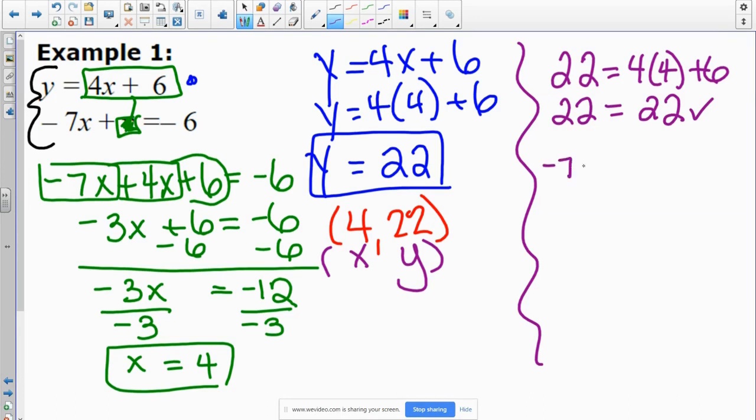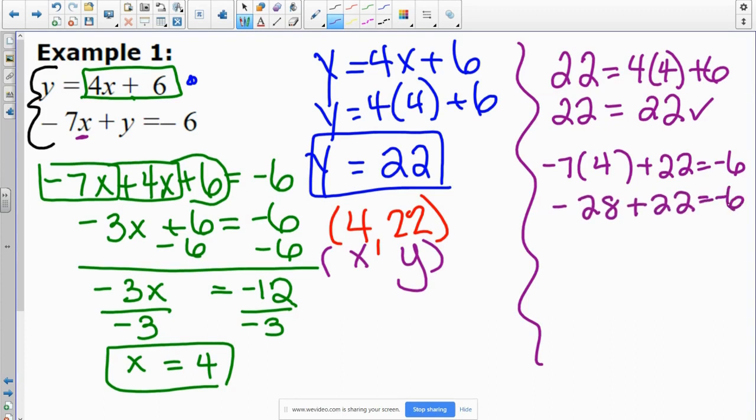So I have -7. I said the x over here is 4. And I'm going to add that. That was a y. So I'm going to add that to my y value, which now I think is 22. And hopefully it equals a -6. So -7 times 4 is -28. Add the 22. Check it again. -28 plus 22 is -6. And they both equal -6. So I know that this right here is my solution. That's the answer. That's the x and y values that satisfy both.